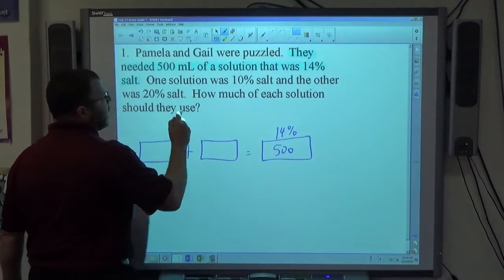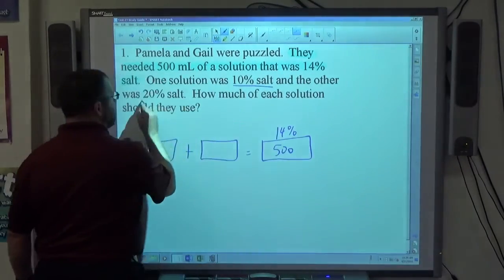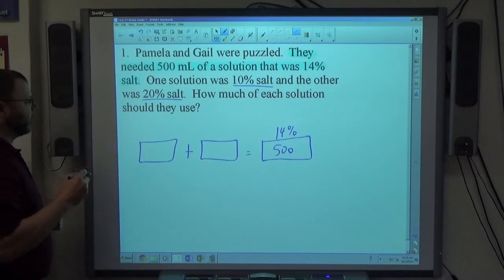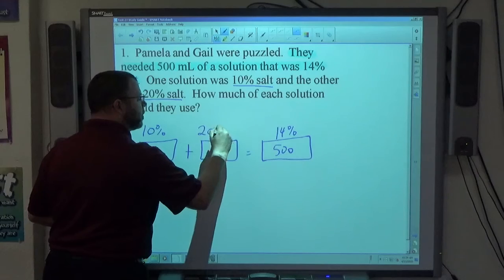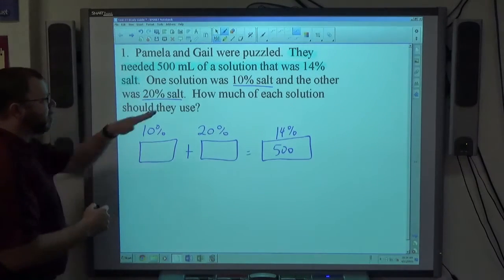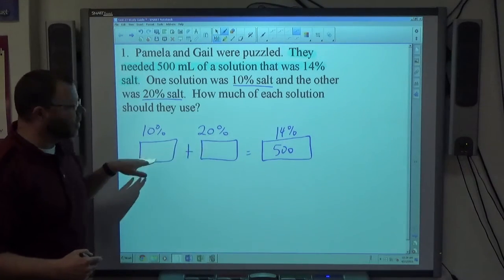What they have on hand is a 10% and a 20% salt solution. That's what we're mixing together. 10% is too weak and 20% is too strong. We're looking for something in between. And it says how much of each should they use. We don't know either one of these amounts.